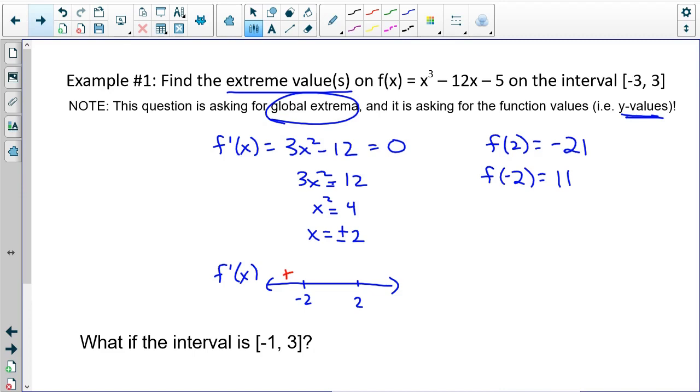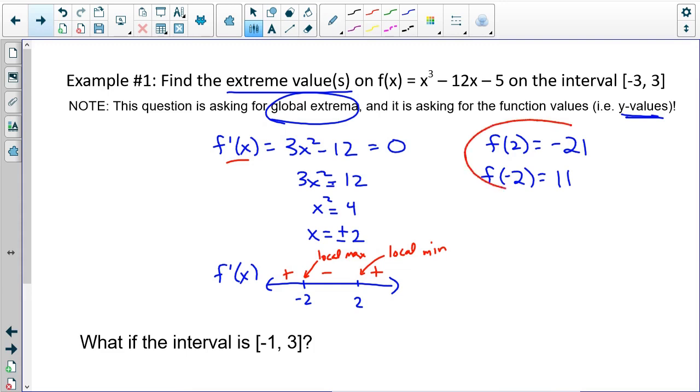Let's say I sub in something between -2 and 2, for example 0. If I sub in 0 to the derivative, I'm going to get a negative value. When I sub in something to the right of 2, let's say +10, +20, something like that, it becomes positive. So very clearly, at -2, I have a local max, and at +2, I have a local min. Those don't actually tell me whether I have the extreme values, but they at least tell me that I have a local max or min.